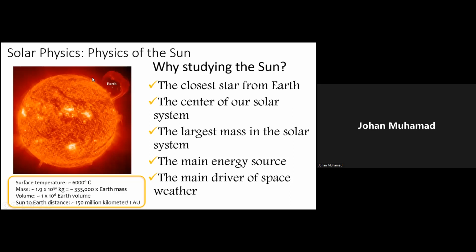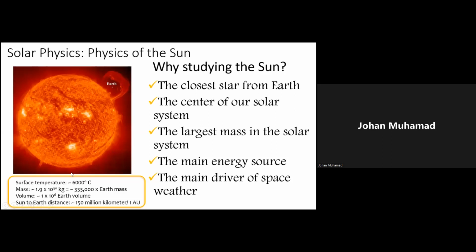So for you who maybe don't know the comparison between the size of the Earth and the Sun, the Earth is very, very small compared to the Sun. So you can see here, you barely see this very tiny Earth here. If we bring the Earth close to the Sun, then it will be very, very small compared to the Sun. It's even much, much smaller than the prominence.